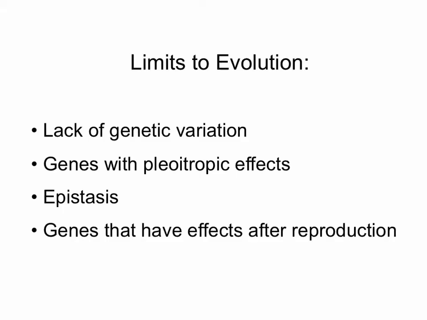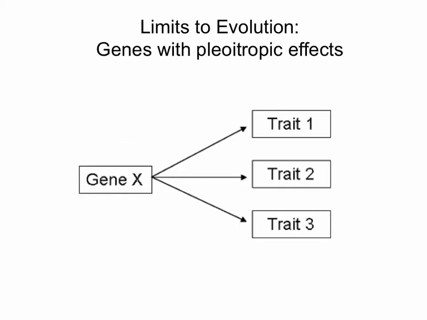And finally, the way selection works is by favoring genes that make the individual more likely to reproduce. If those genes do not have an effect on reproduction, or their effect comes after reproduction, natural selection won't be able to act on those genes because it can only affect whether the gene gets passed on to the next generation. So let's see this example.